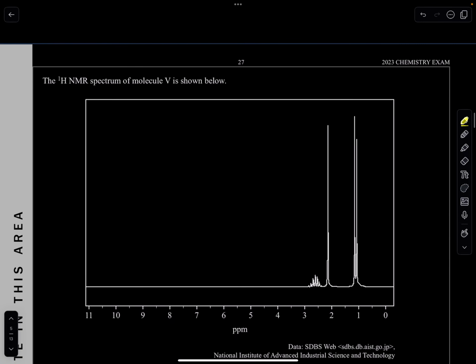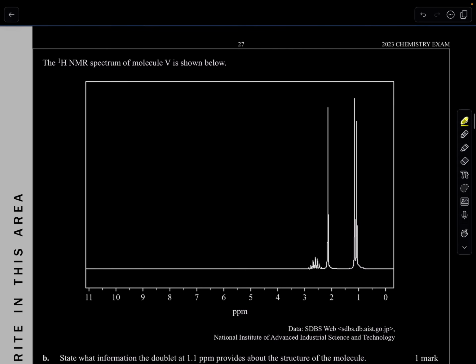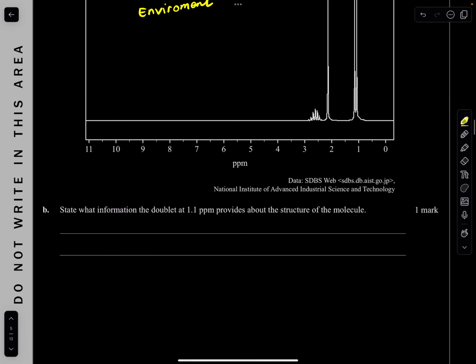Beautiful. The HNMR spectrum of molecule V is shown below. All right, so we have 1, 2, 3. We have therefore 3 hydrogen environments. Beautiful. Okay. So start with information.